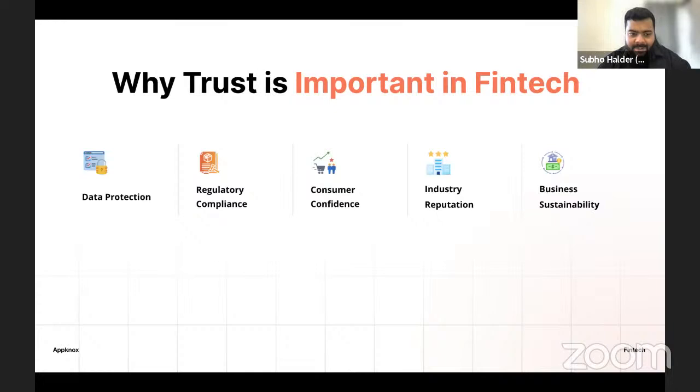And that is why applications such as banking or fintech applications need to build trust, which is very important. To build that trust, some of the key things we look at are data protection. What are the regulatory compliances? Are we following compliance in a proper way? How can we increase consumer confidence? And the reputation of the application is obviously very, very important, and obviously business sustainability for the application. So these are a few of the important factors which we look at.